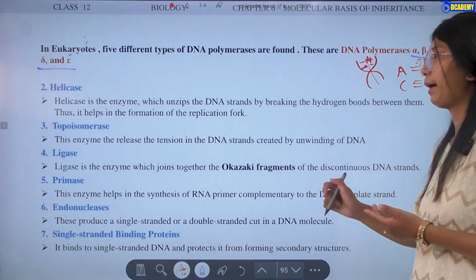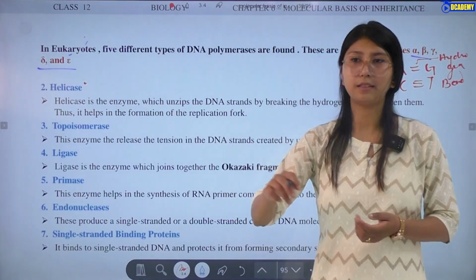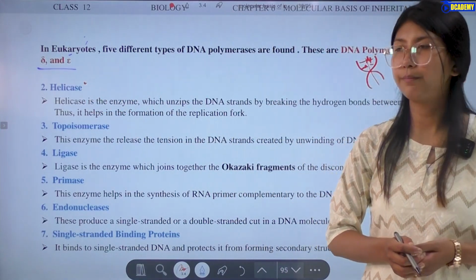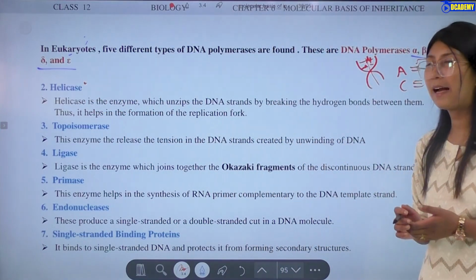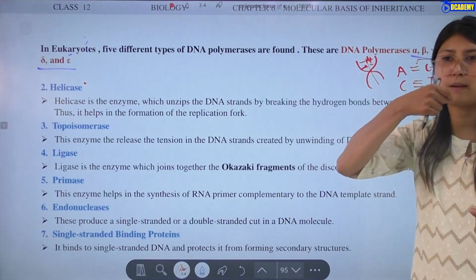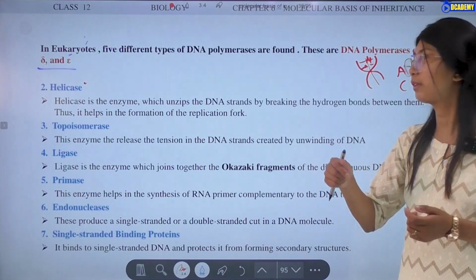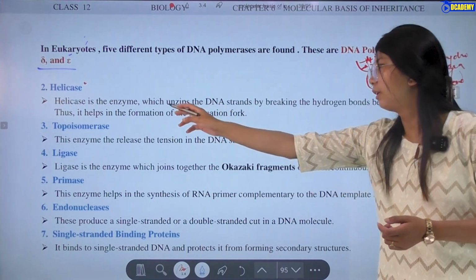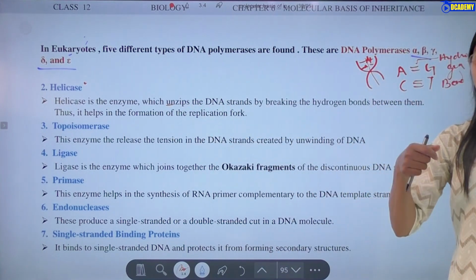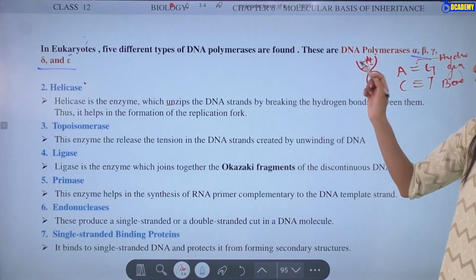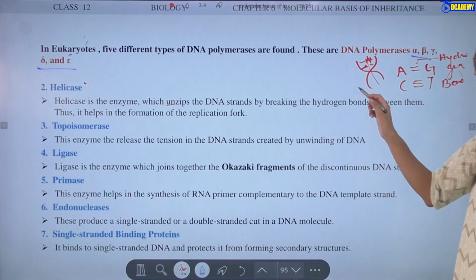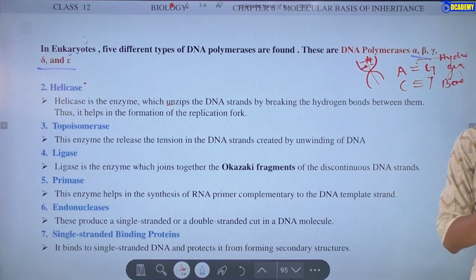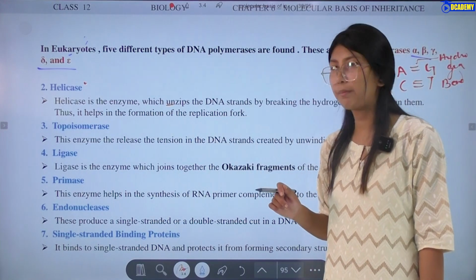So, the enzyme helicase unzips the double strand by breaking the hydrogen bonds between them, thus it helps in the formation of replication fork.